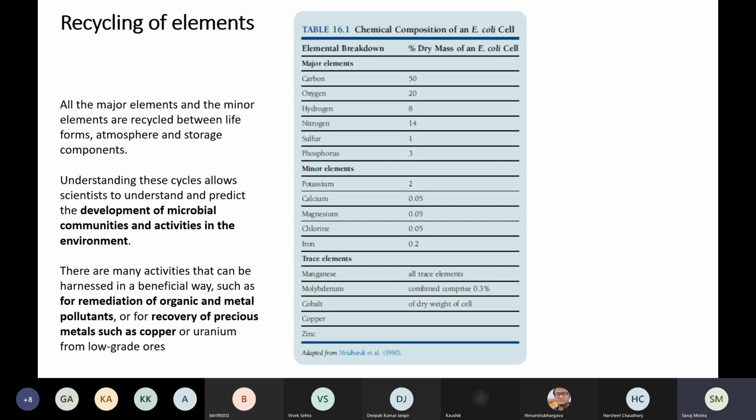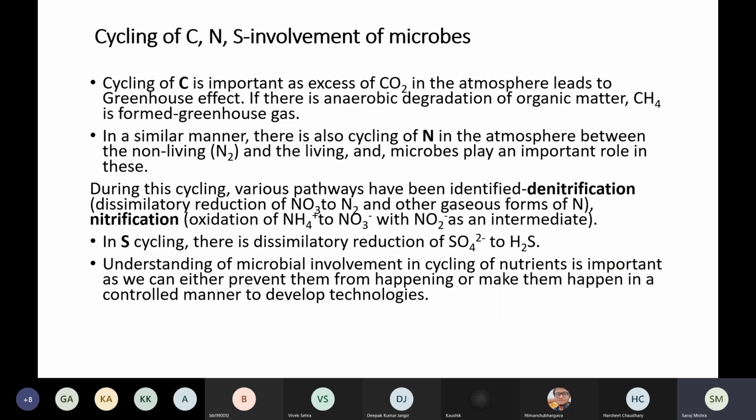Okay. So now, before we start to very quickly analyze these cycles, here is a summary of what I have said so far. The cycling of carbon is extremely important, as excess of carbon dioxide in the atmosphere leads to greenhouse effect. That means when you say recycling, there is just an adequate amount of carbon dioxide in the atmosphere, an adequate amount which is trapped in the biomass or in the oceanic water bodies.